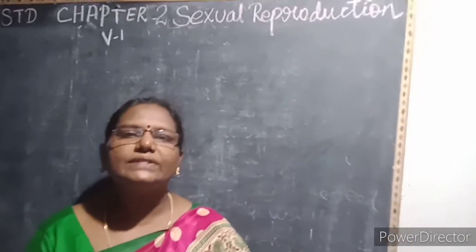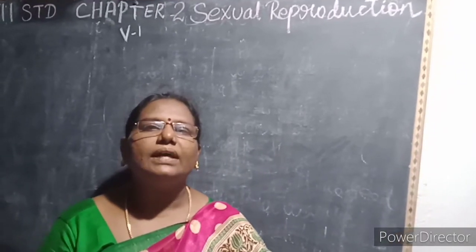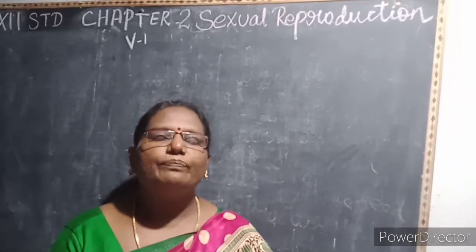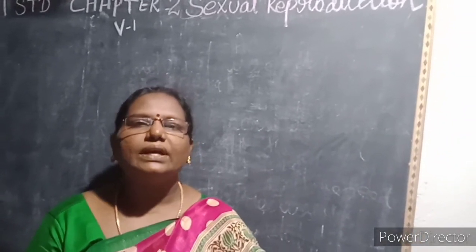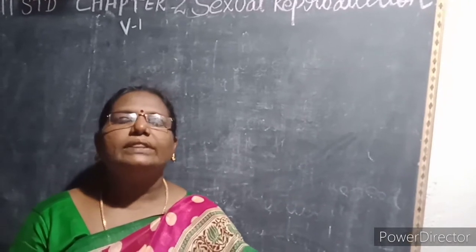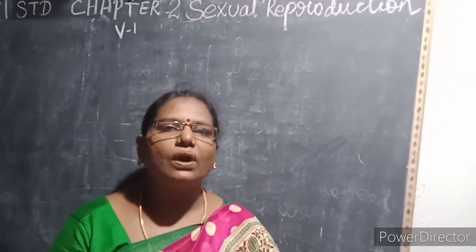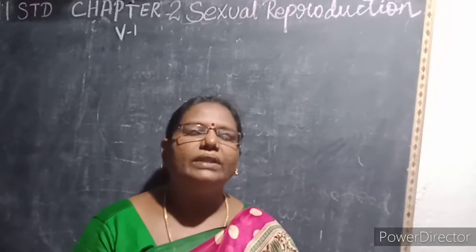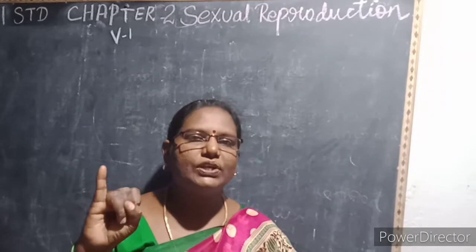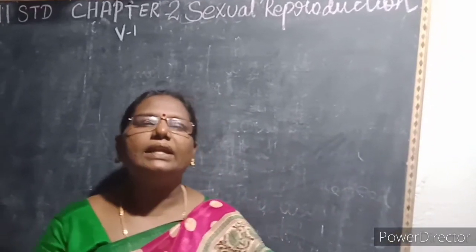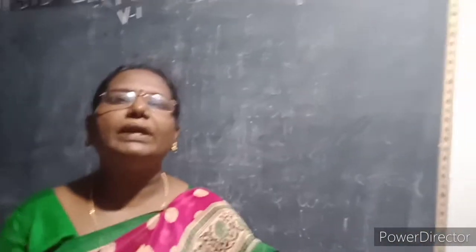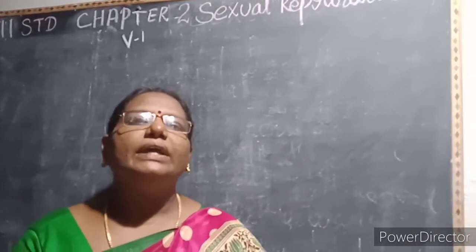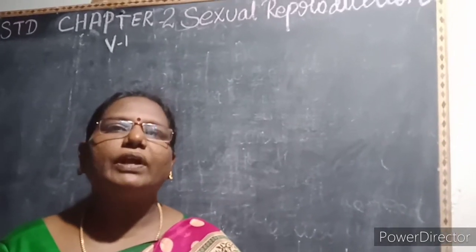The female reproductive system is more complex than the male reproductive system for two reasons. First, the process of gametogenesis. What is gametogenesis? The formation of the gamete is called gametogenesis. Here the female gamete is an ovum, so the first reason is the production of the ovum. The second reason is that it helps to nurture the developing embryo. Because of these two reasons, the female reproductive system is more complex than the male reproductive system.